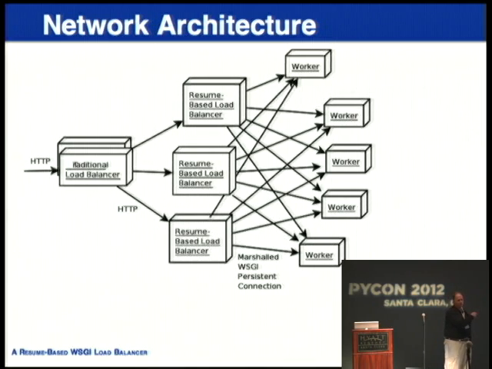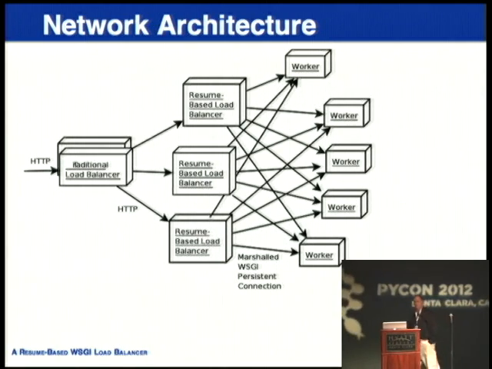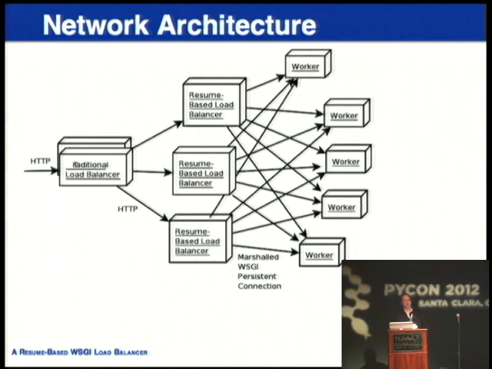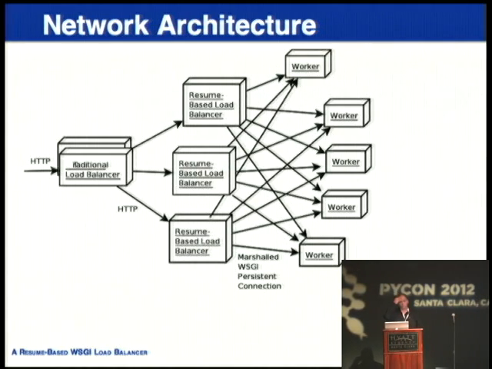So the resume-based load balancer is an HTTP server, and then it talks to the workers over a long-lived multiplexed connection, in the same spirit as something like FastCGI, except it's marshaled WSGI environments going over the wire and marshaled WSGI responses coming back over the wire. And again, that's multiplexed, so there can be multiple requests in flight with a particular worker.